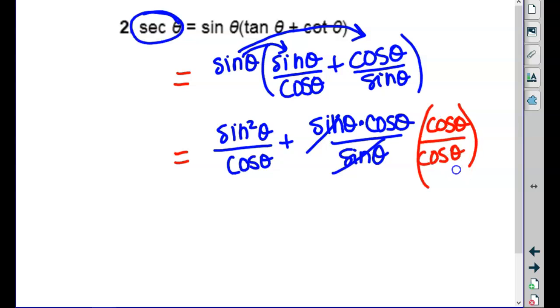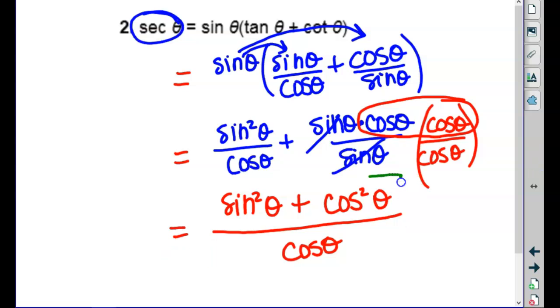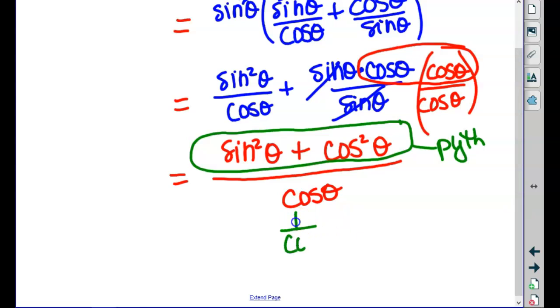I was just making an example. You are probably going to write that down anyway, but you can't just say I'm going to multiply by one thing. It's got to be a form of 1. So cosine over cosine. So then I have a sine squared plus what happens up here? I get a cosine squared, right? And the common denominator is cosine. What happens then? You write yourself a little note that this is a Pythagorean identity, and it becomes 1 over cosine, which is secant of theta, which equals the left-hand side that we started with.